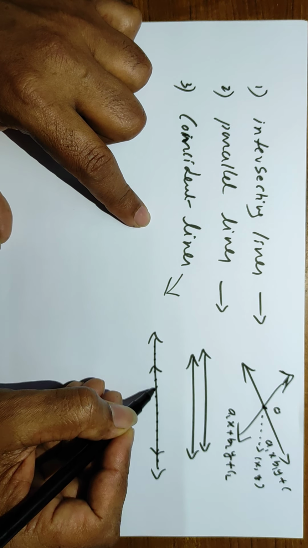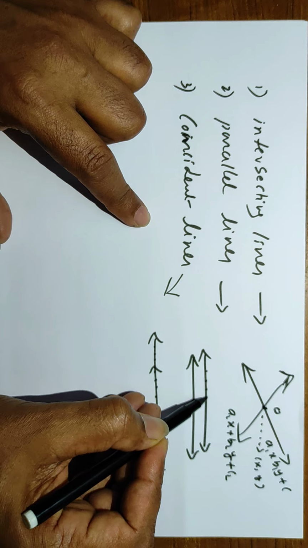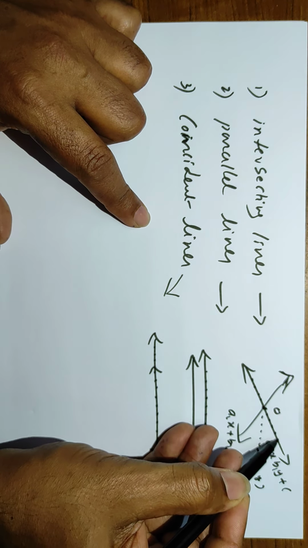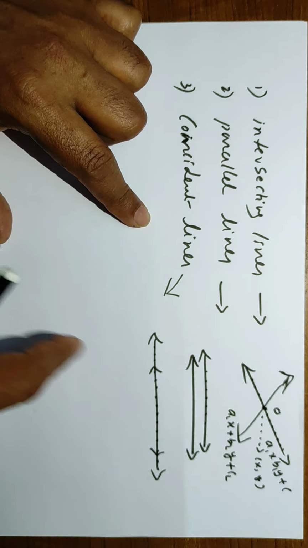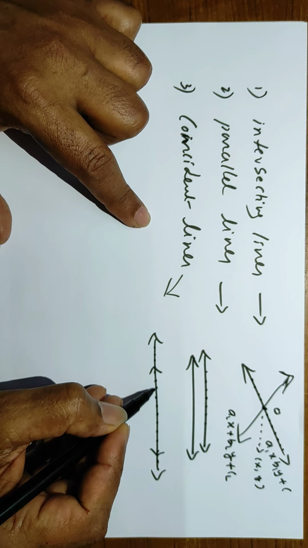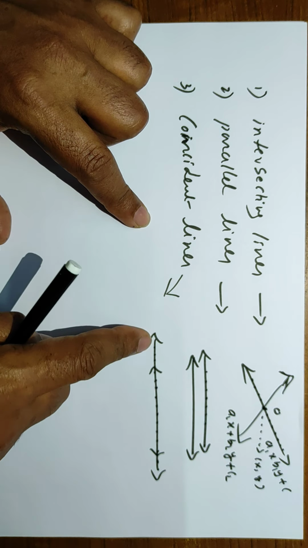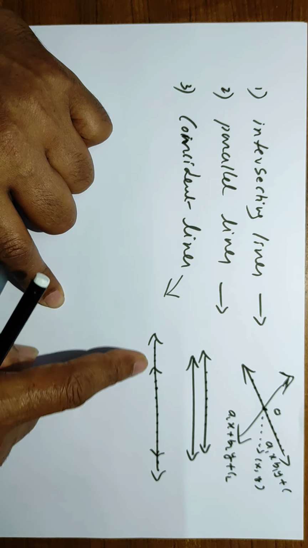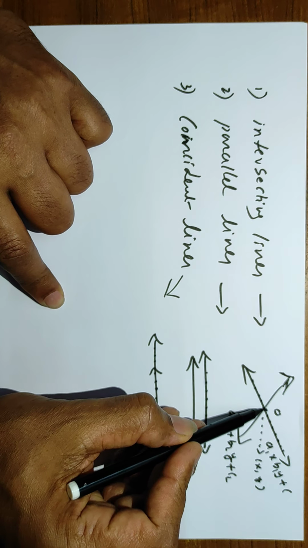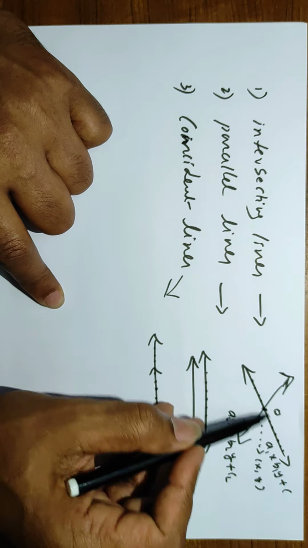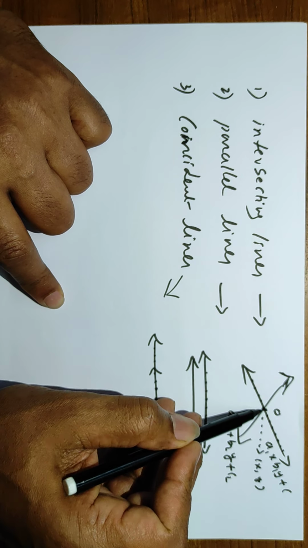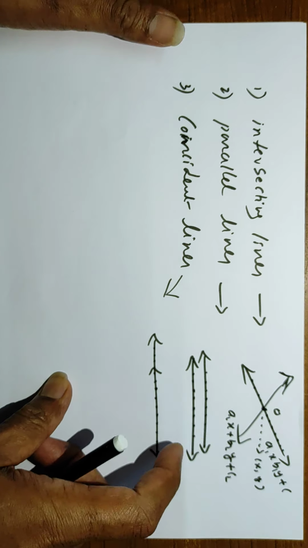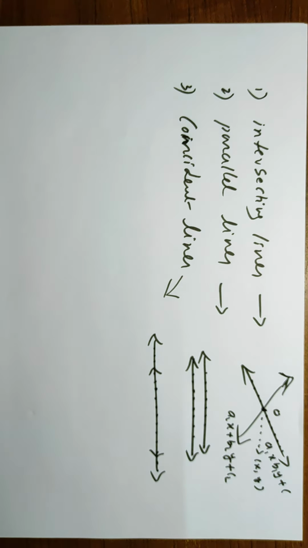Students, each point on the graph is a solution for the equation. And here each point is common for both the equations. Therefore, each point is the solution for both the equations. Here one point is common for both the equations. That will be the solution. Here no point in common. They don't have a common point.